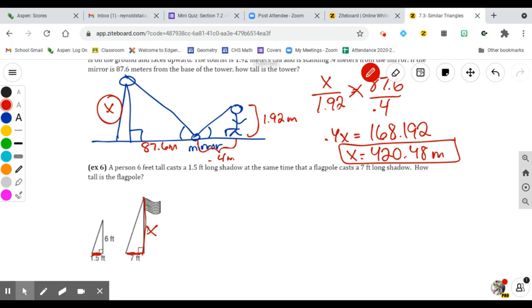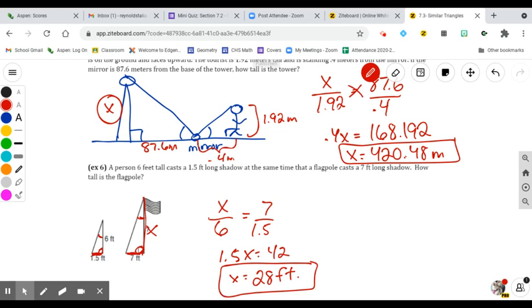So this angle here is congruent to this angle. And then you have the right angles, which represents where the person's feet hit the ground or where the base of the flagpole hit the ground. And so the triangles are similar by angle. So then you can just set up a proportion. I can do height of the flagpole to height of the person equals shadow of the flagpole to shadow of the person, and then cross multiply. So 1.5x equals 42. And then divide 42 by 1.5, which is 28. And so the height of the flagpole is 28 feet.